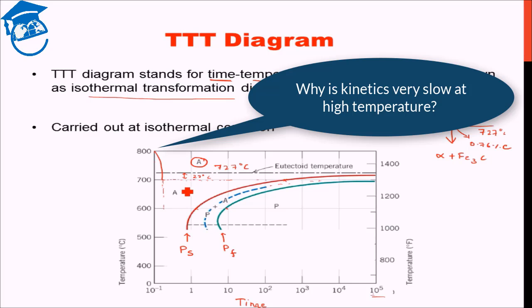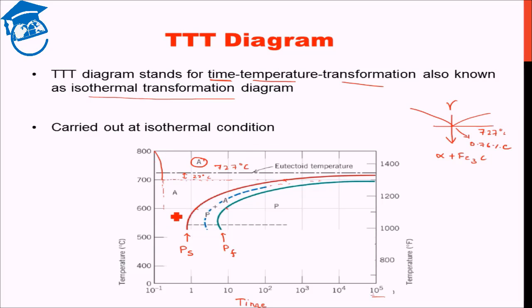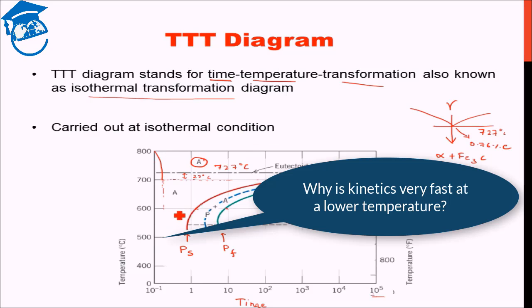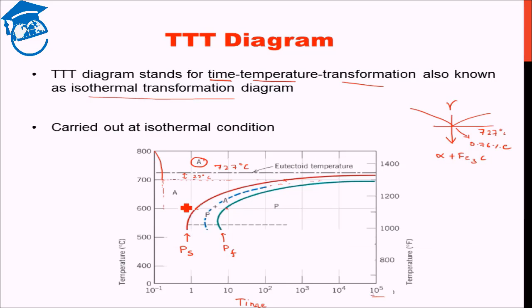Then again, you might ask, why is it that the kinetics is so slow at high temperature, and why is it that the kinetics is so fast at lower temperature? Shouldn't it be the opposite? Shouldn't it be that at higher temperature you have higher diffusion rate and the kinetics should be high? That is, the pearlite formation should be quicker. Okay, so just to give you the idea, there are two competing processes here. Rather, there are two steps involved, as we discussed beforehand. One is nucleation and second is growth.